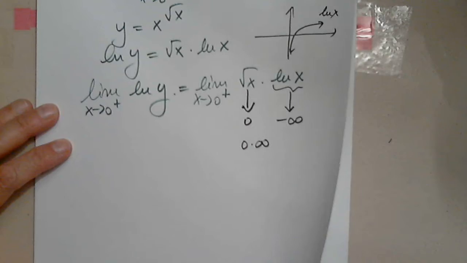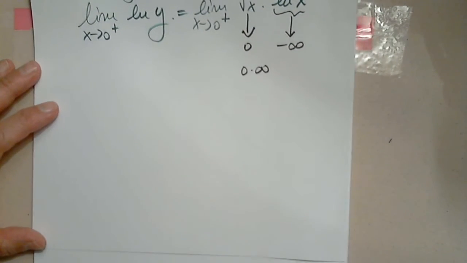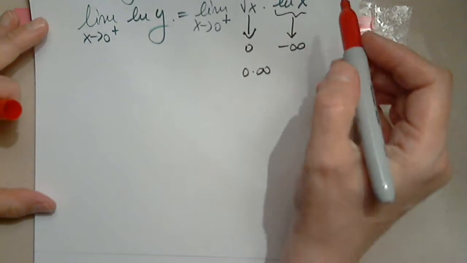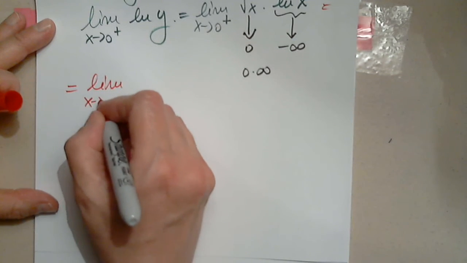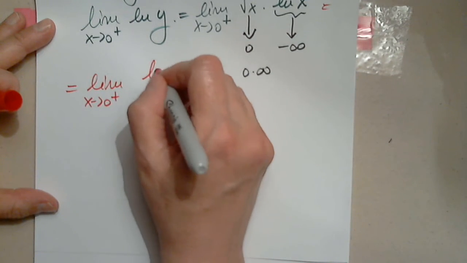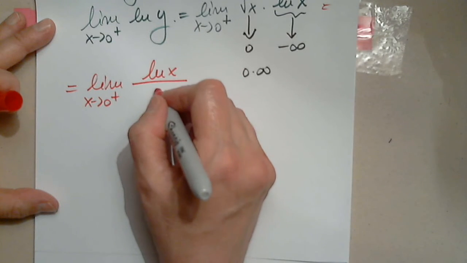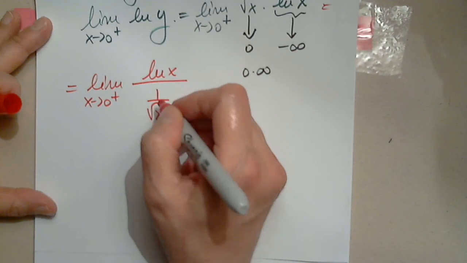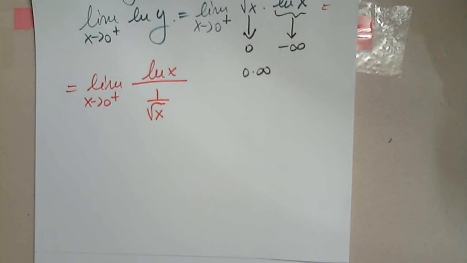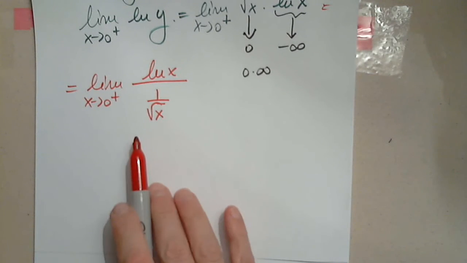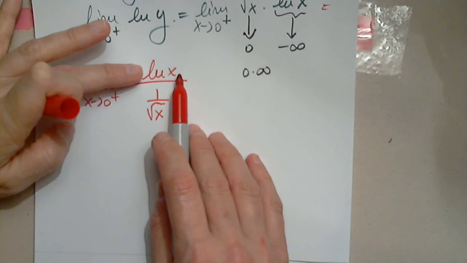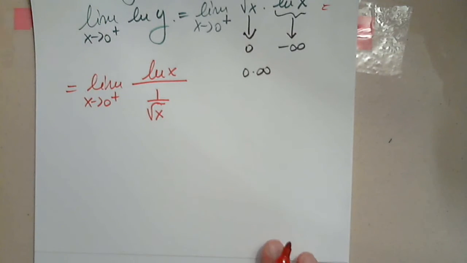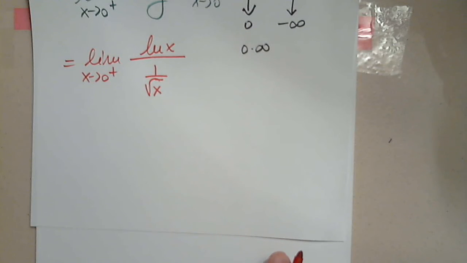I don't like bringing that square root of x down, but I definitely don't want to bring this natural log. Limit as x approaches 0 from the right, natural log over 1 over the square root of x. I don't want this, but I have no choice, because if I bring this down, it will have a negative exponent with natural log, and then where do I go from there?